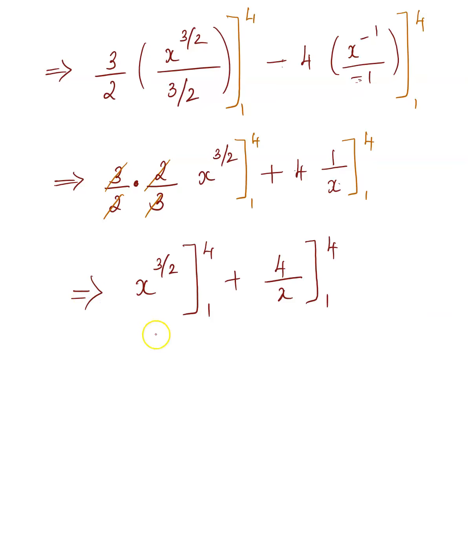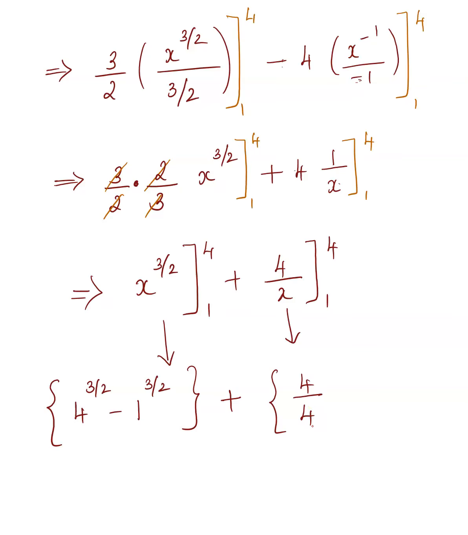Okay. So now for this, I have to do 4 power 3 over 2 minus 1 power 3 over 2. So let me put that, maybe I'll use curly brackets because we have the single bracket. So I'll do 4 power 3 over 2 minus 1 power 3 over 2, right? I evaluate the upper limit minus the lower limit, plus this one will be 4 over 4. In the place of x, you plug in 4 minus upper limit minus the lower limit.